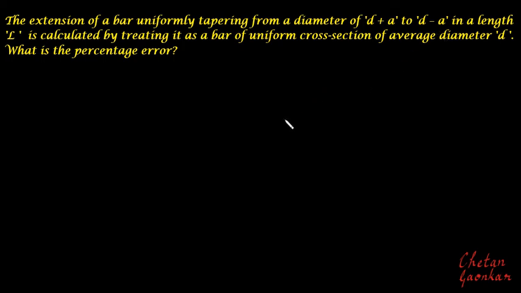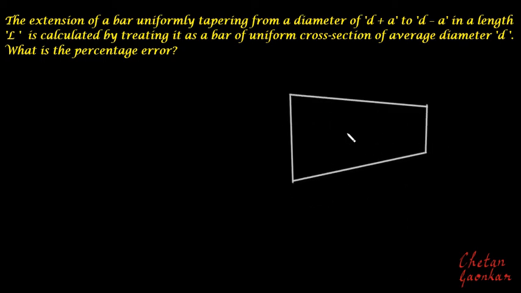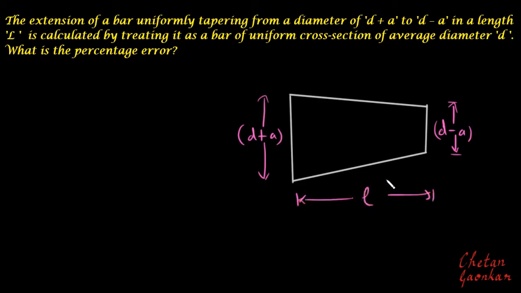So basically here we have a bar whose diameter is changing uniformly from d plus a to d minus a. Let this diameter be d plus a. It is changing from d plus a to d minus a, and let this length be L.